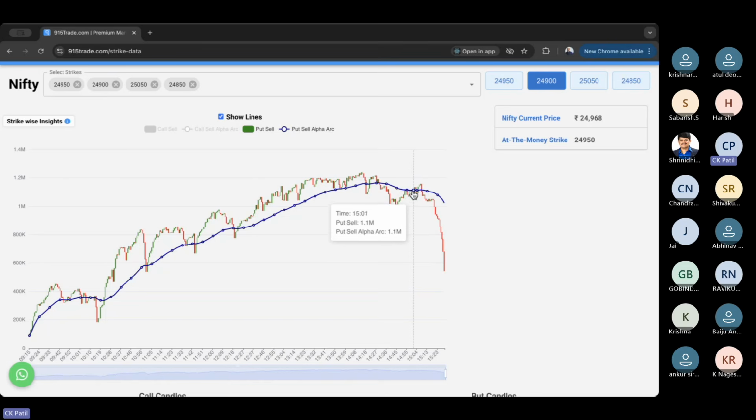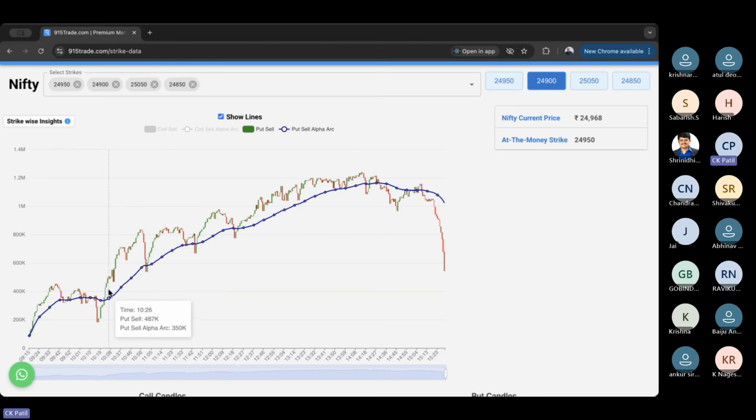I don't trust the data after, let's say, 2:45, 3 o'clock. It is very difficult to trust. So even if I lose an entry, I'm okay. When the candle comes down and then goes up, I am a seller for that particular strike. I want to sell put, I'll buy a call.